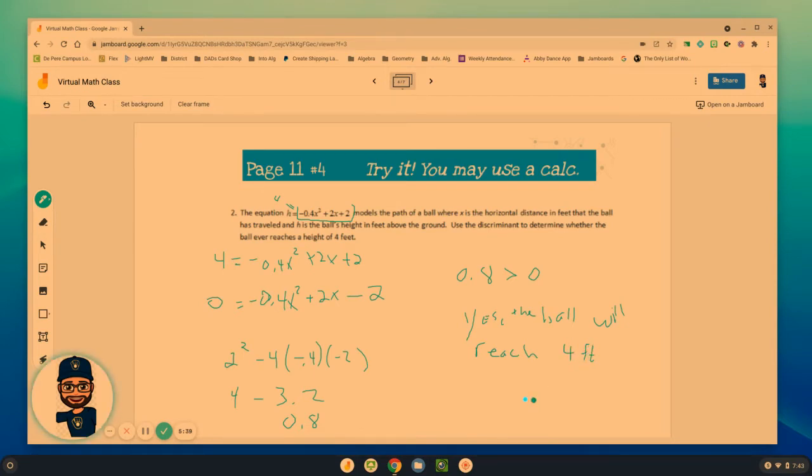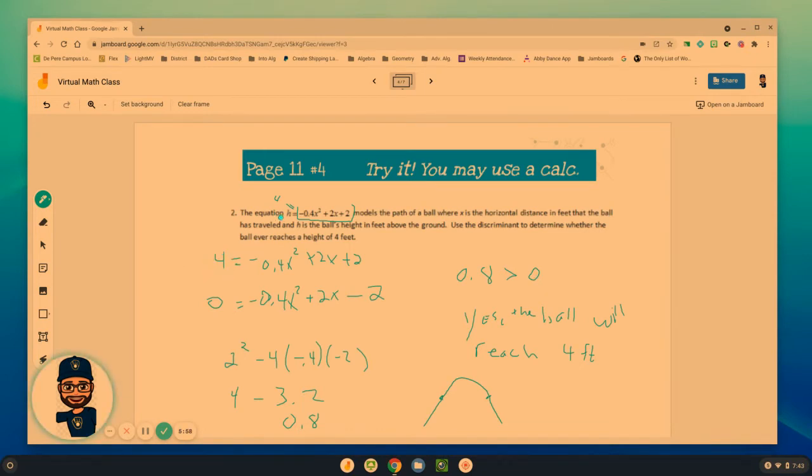If you think about the path of a ball, it's going to go up and it's going to hit 4 feet, maybe here, but it's going to keep going beyond 4 feet. And then all of a sudden it'll start to come back down where it hits 4 feet again on its way back down. And all because we know it has 2 solutions because the discriminant was greater than 0.